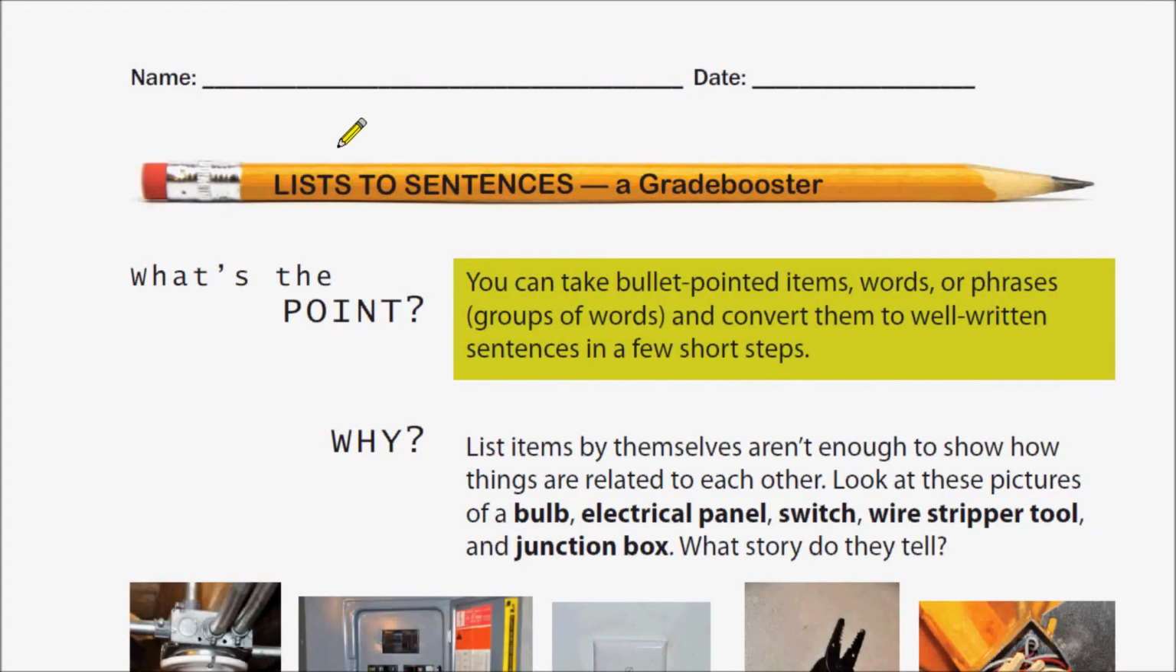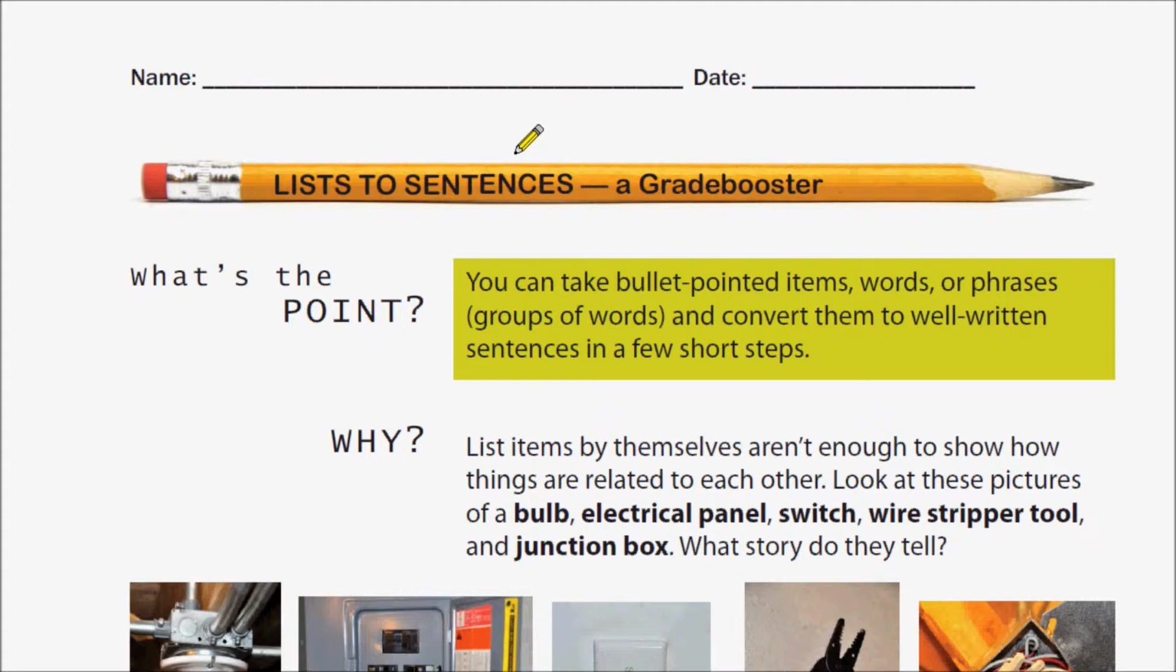Hey, this video is on lists to sentences, and it's called lists to sentences. What that means is a list, meaning a list of notes that you took down. For example, notes you may have taken during a lecture, notes you may have taken during a class, or while you watched a movie, or while you read a book. And then you have to take those lists and make them into sentences.